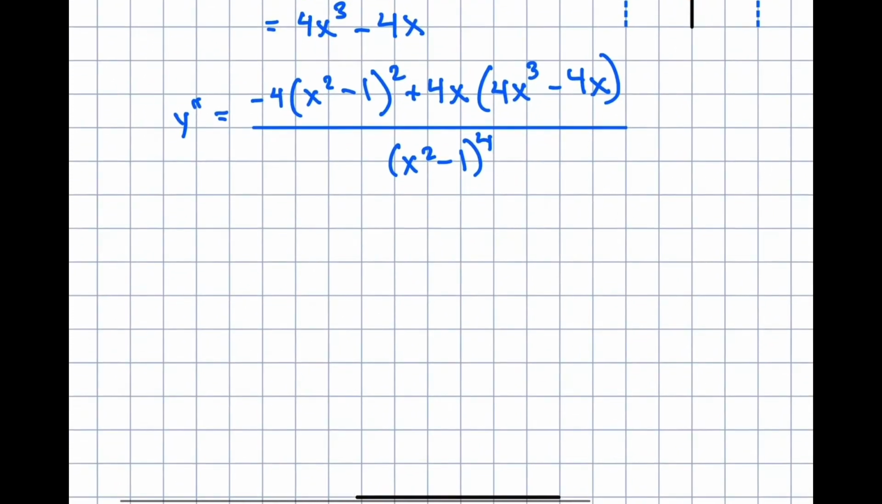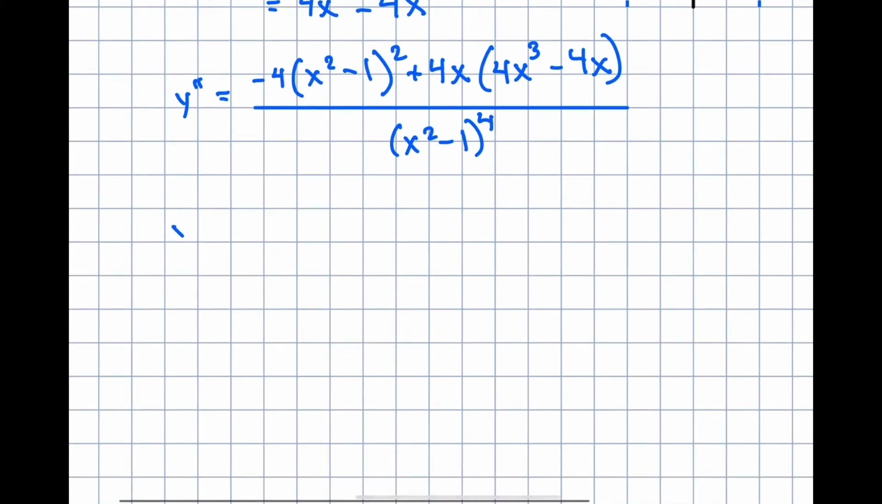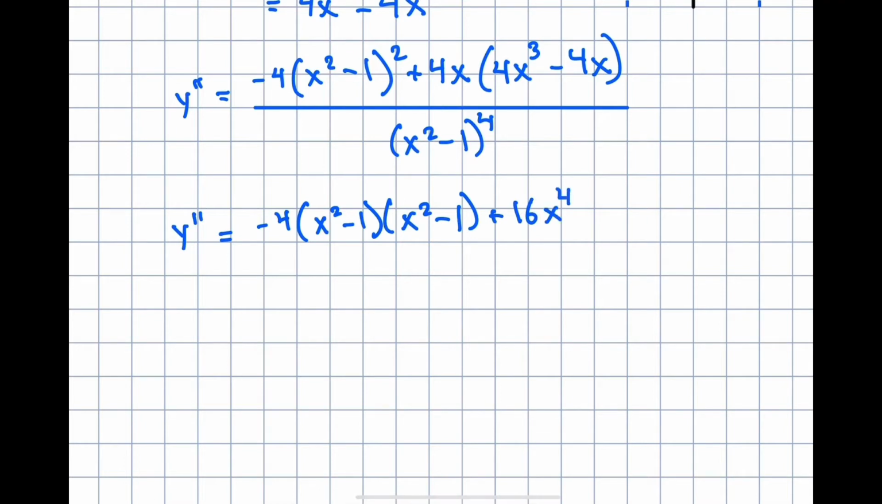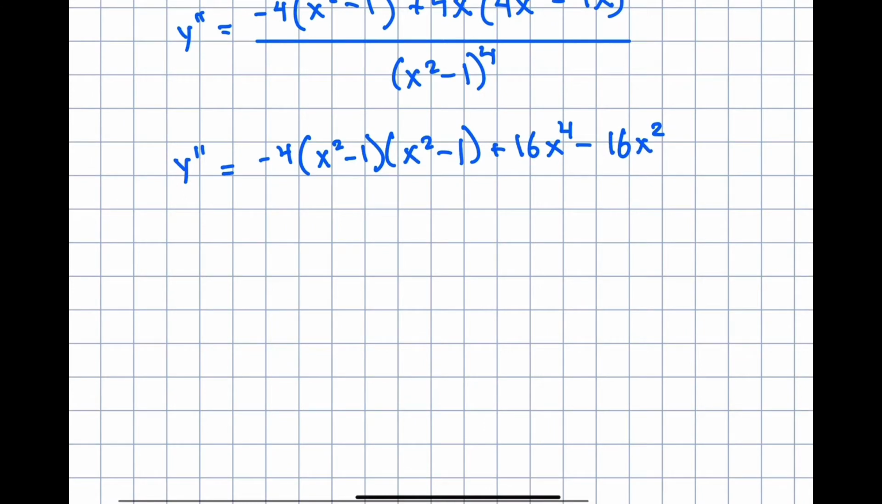Now we really want to simplify this, because I don't think it's obvious right now what values of x are going to make that numerator 0. So this is going to turn into -4 times x squared minus 1 times x squared minus 1, we expand that, plus 16x to the 4 minus 16x squared. And all of that is going to be divided by x squared minus 1 to the power of 4.